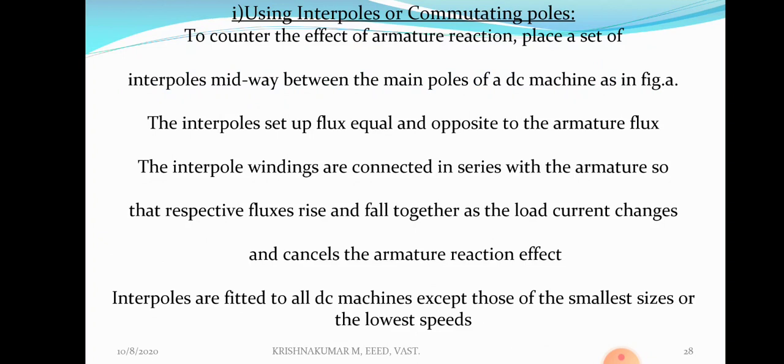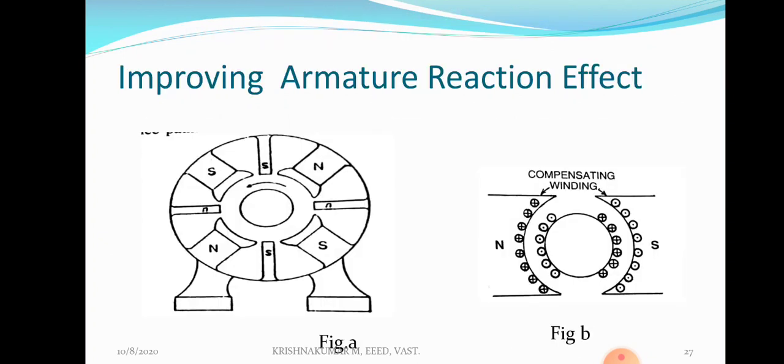Compoles means commutating poles. What is it? To counter the effect of armature reaction, place a set of interpoles midway between the main poles of a DC machine, as in figure A. Look at figure A. There are small poles fixed between the main poles. The larger poles are the main poles.